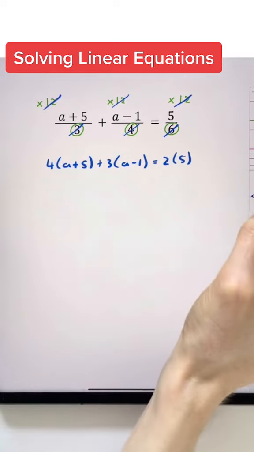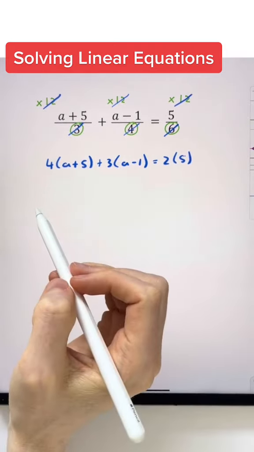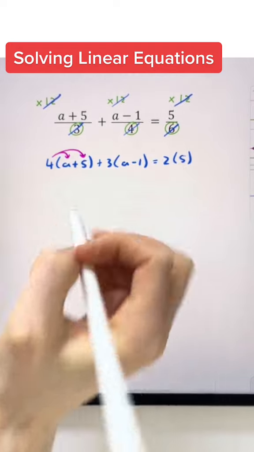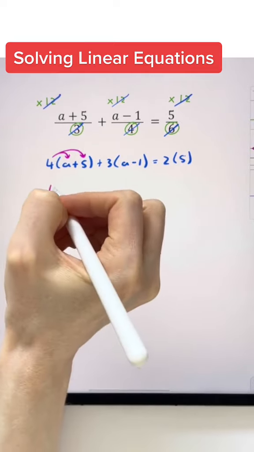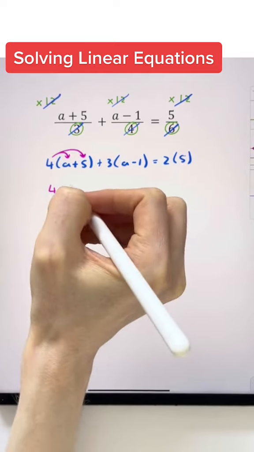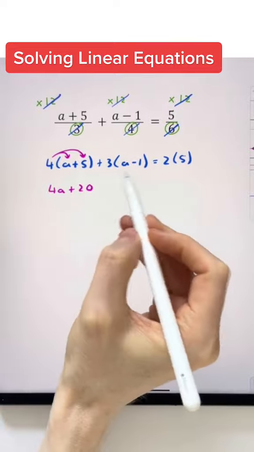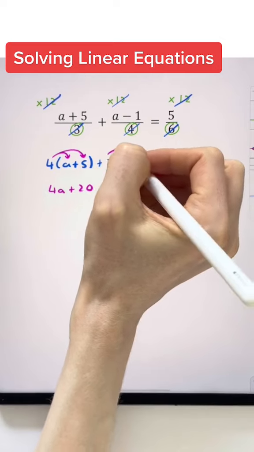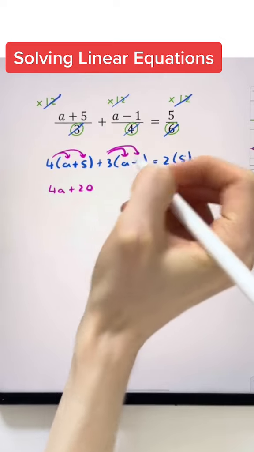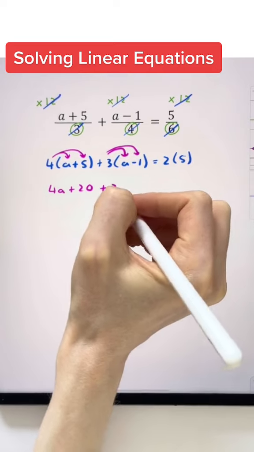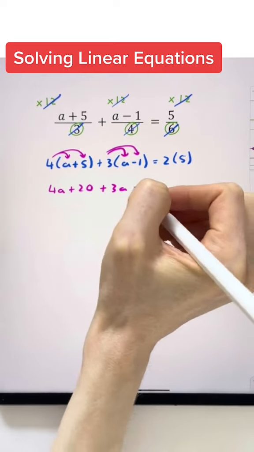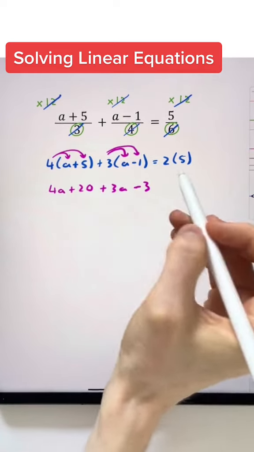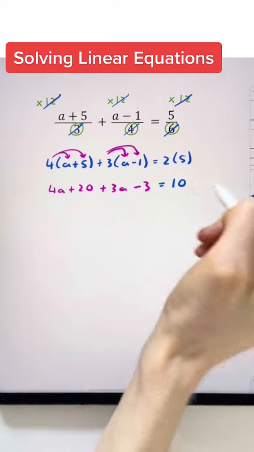Expanding out my single bracket, whatever's directly outside, I multiply each term directly inside my single bracket. Here 4 times a will give us 4a, and 4 times 5 gives us plus 20. Expanding my second single bracket, whatever's directly outside, I multiply each term directly inside. Here 3 times a will give us plus 3a, and 3 times negative 1 will give us negative 3. On the right hand side of my equation, I have 2 times 5, which will give us 10.